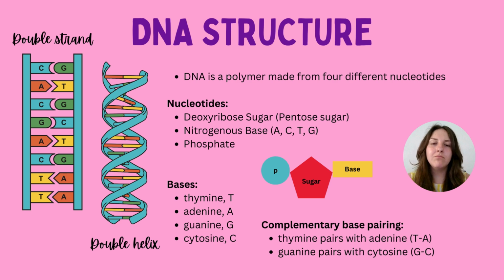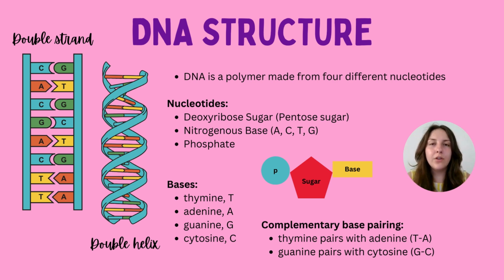Think of a necklace that has lots of little beads attached to it. Each of those beads is what we call a monomer, and the whole necklace itself is the polymer. DNA is exactly the same because it's made up of lots of repeating units, and these units are what we call nucleotides.